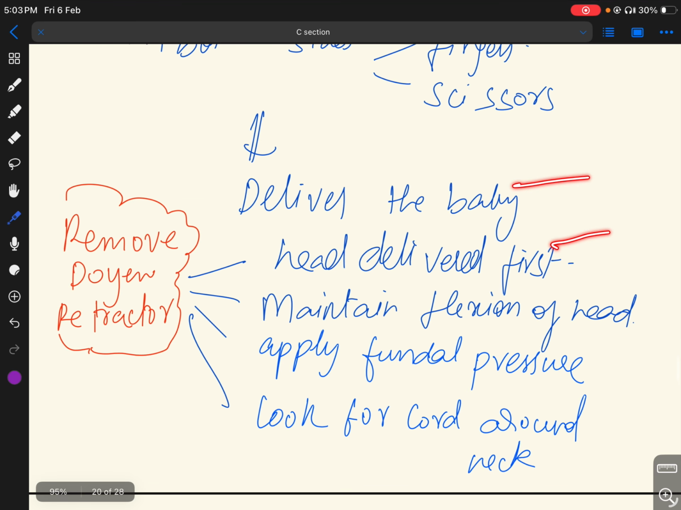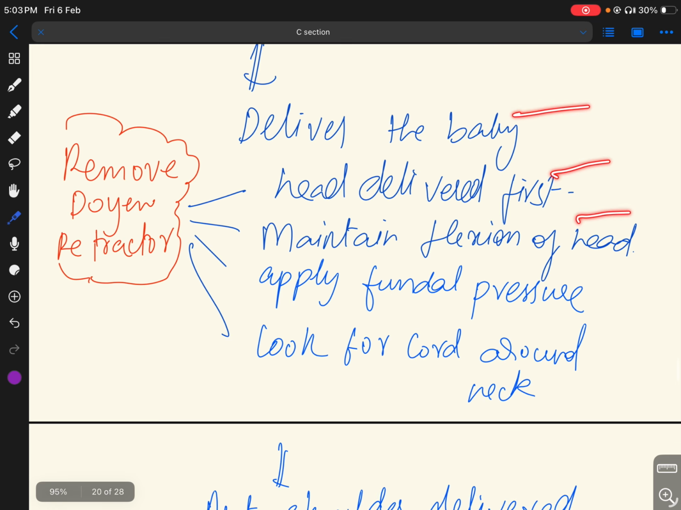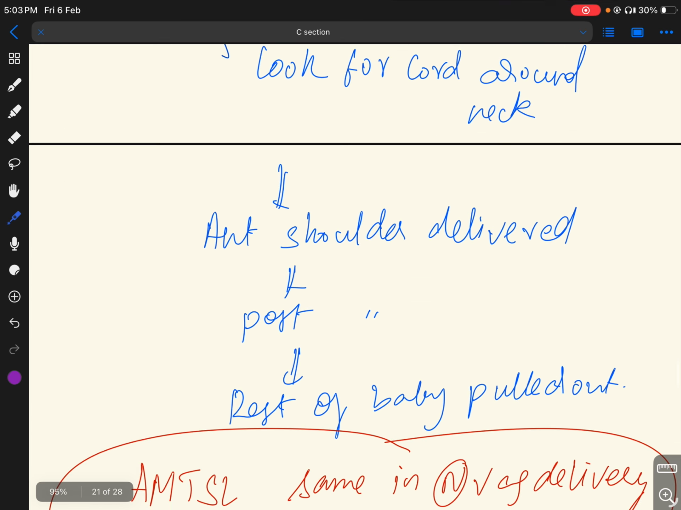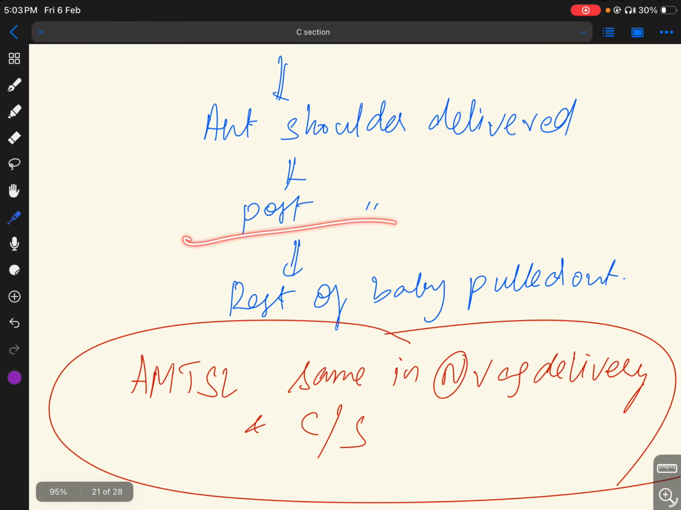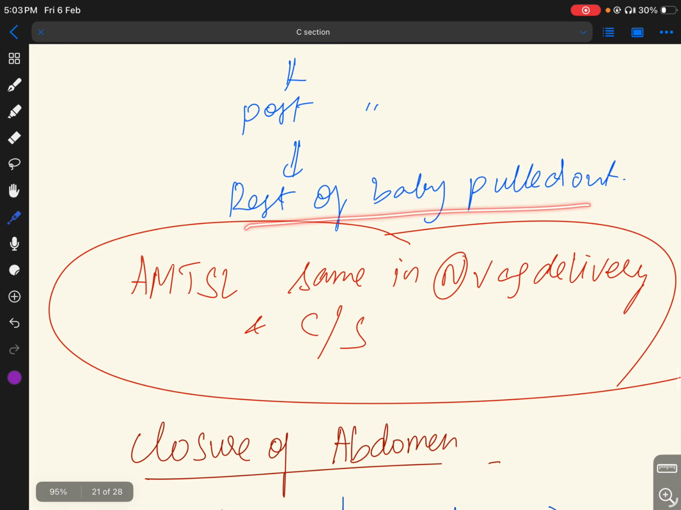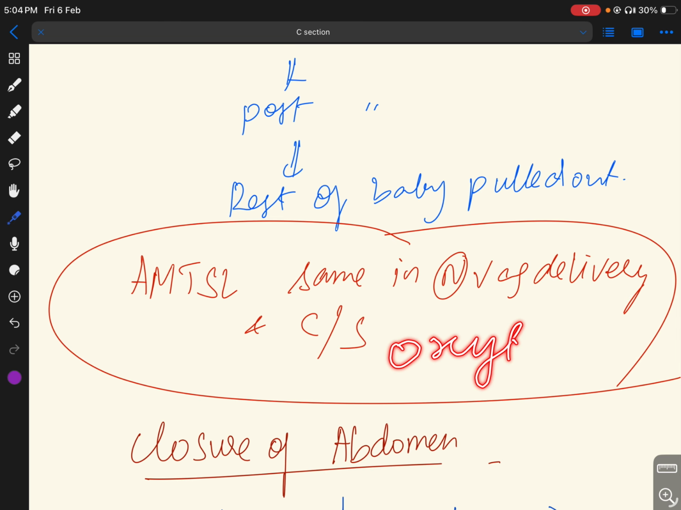You have to deliver the head first, maintain the flexion of head, apply the fundal pressure and look for cord around neck. You have to deliver the anterior shoulder next, followed by posterior shoulder, and the rest of the baby is pulled out. Active management of third stage of labor is same as in normal vaginal delivery. You will be doing delayed cord clamping, controlled cord traction, and then you will be giving oxytocin.